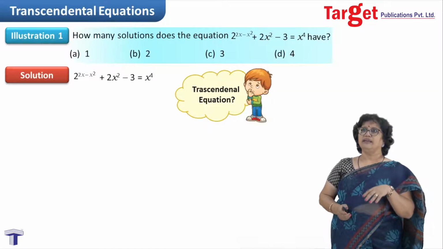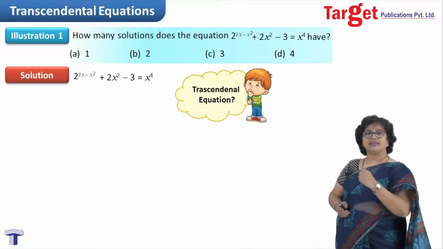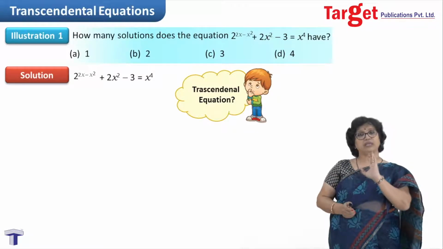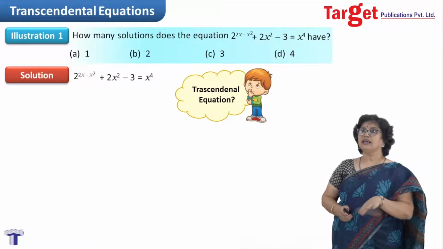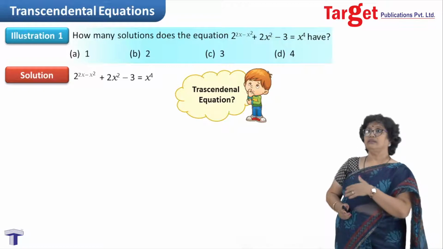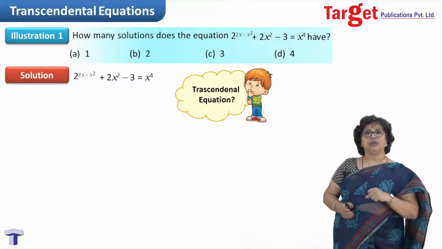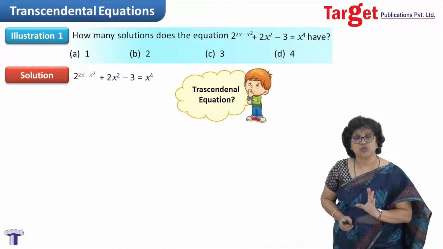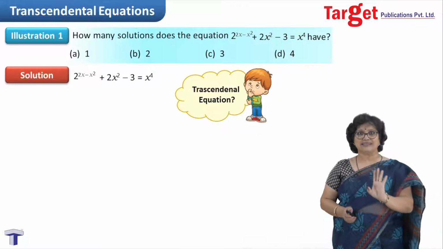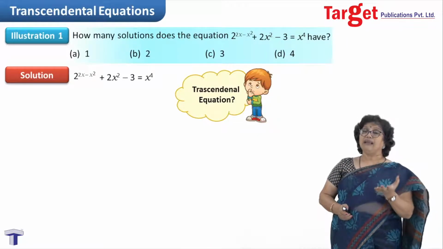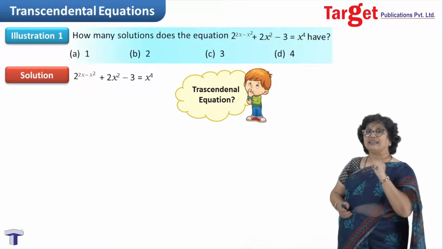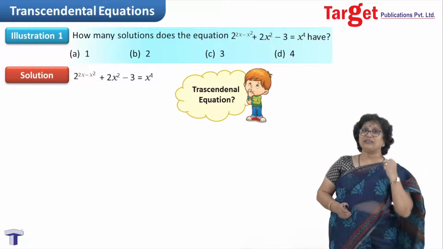How do we check? See, 2 raised to 2x minus x square is appearing there. 2 raised to something means exponential nature is there. 2x square minus 3, and on the right hand side x raised to 4, these terms are appearing. So algebraic nature is also there. Basically it is a transcendental equation, and since it is a transcendental equation, there is no standard method to solve it.